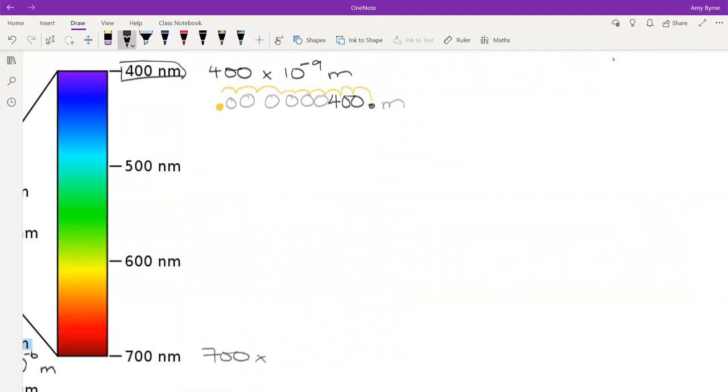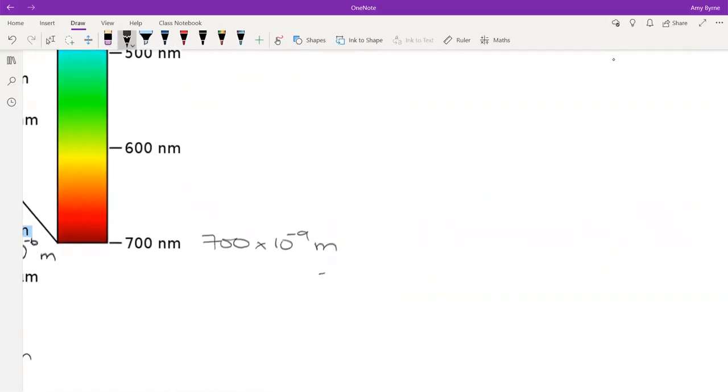Now, let's have a look at what the reddest red anybody has ever seen is. That's 700 times 10 to the negative 9 meters, which is 700 decimal point. So let's again count out. 1, 2, 3, 4, 5, 6, 7, 8, 9. My decimal point ends up there. 3, 4, 5, 6. Okay, so the reddest red that anybody has ever seen has a wavelength, the length of that wave, of 0.000007 meters long.